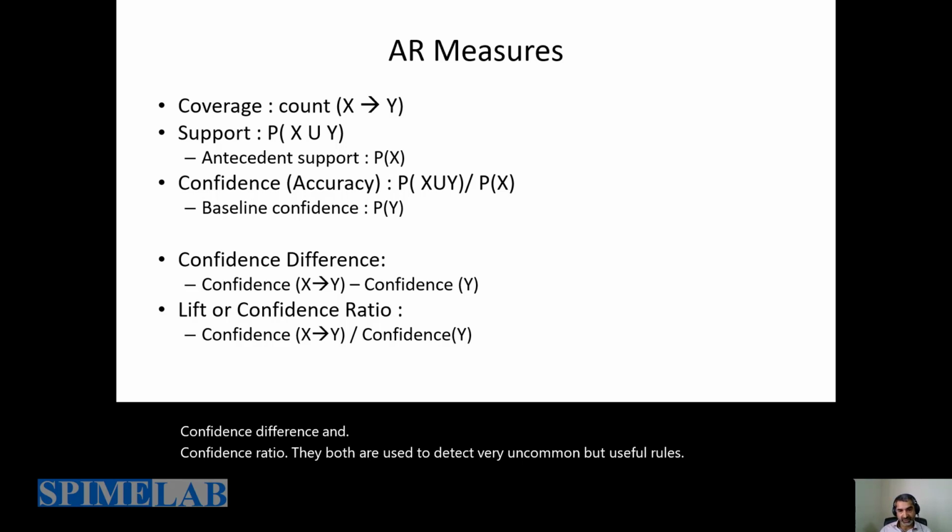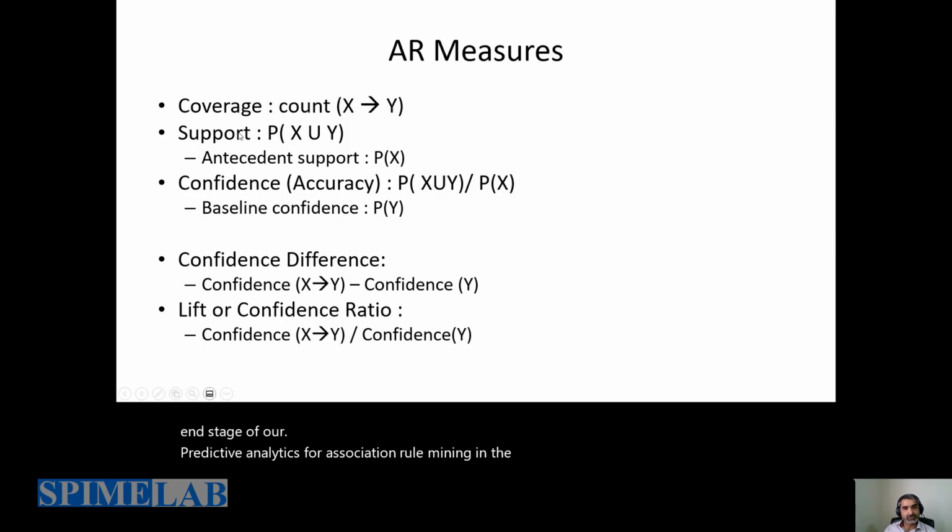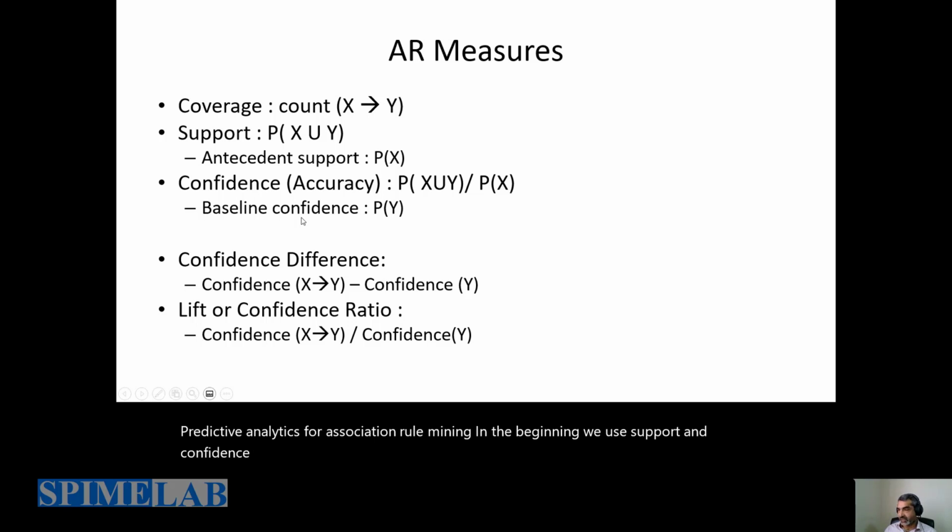All right, so ratio and difference are useful measures, but we use them after we are at the end stage of our predictive analytics for association rule mining. In the beginning, we use support and confidence. All other numbers are kind of cousins of these two, but we use them later. In the first step, we are going to rely on support and confidence.